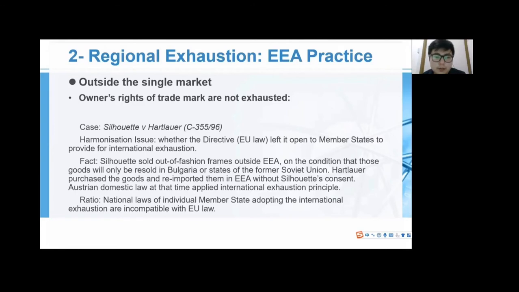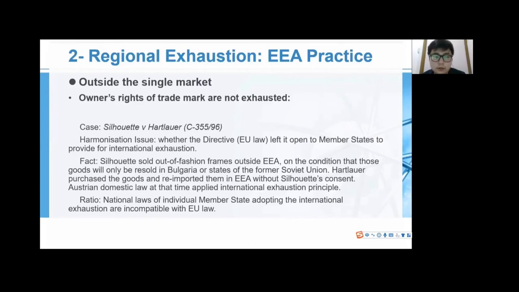The problem is that, at that time, countries such as Austria, Belgium, and Switzerland were supporting the international exhaustion principle according to their national laws. So the case was referred to the European Court of Justice for clarification, and the court held that all member states should follow the regional exhaustion principle. So the plaintiff's trademark rights were not exhausted in that case.